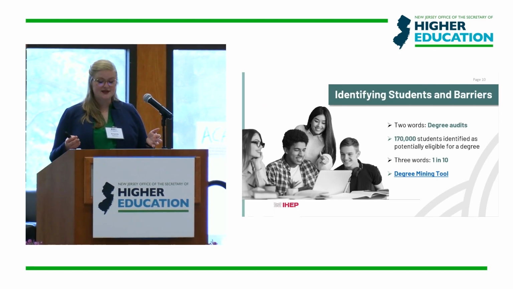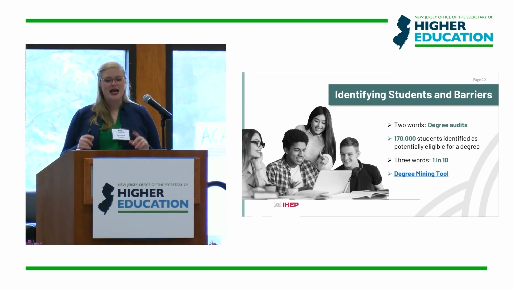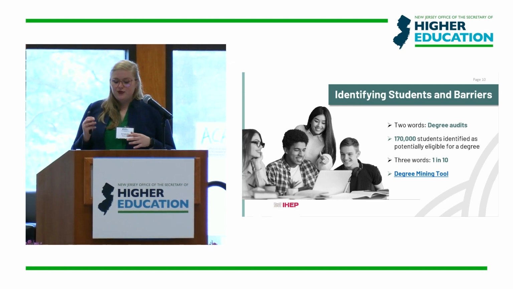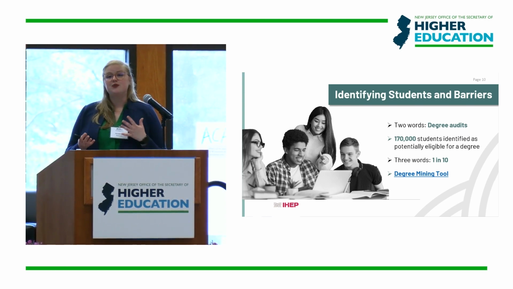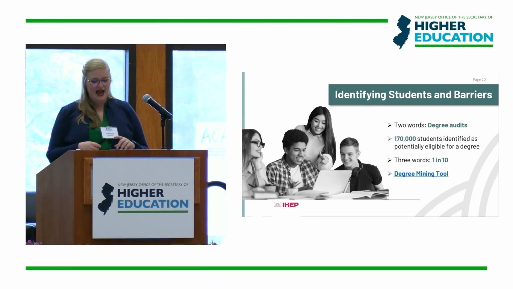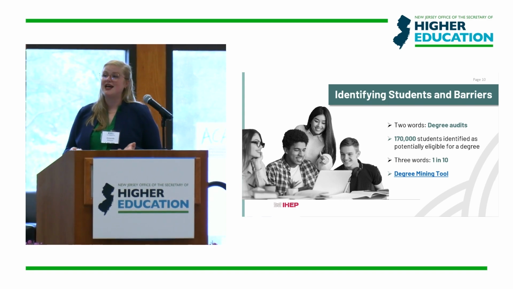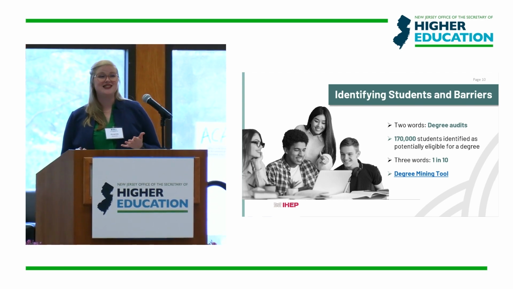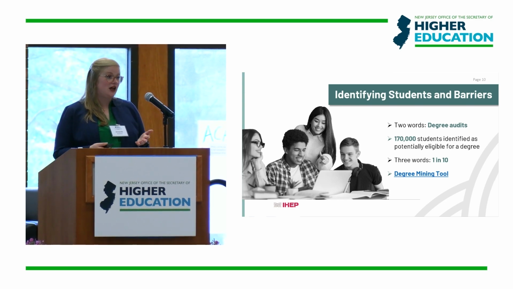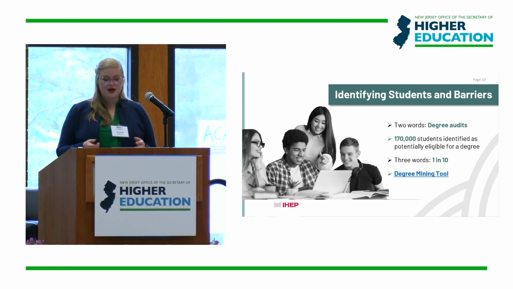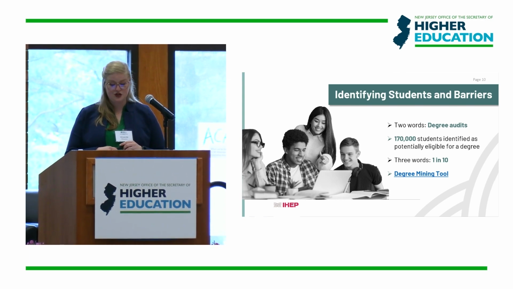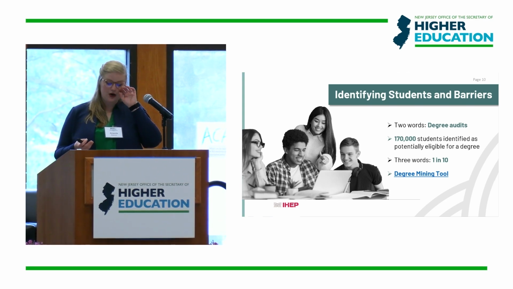Step 6 really focuses on identifying students and how you go about doing that, and that's through degree audits. Through the degree audits, institutions were required to analyze their data, and disaggregated data at that, looking at subpopulations like age, race and ethnicity, and income. Through this, Degrees When Due institutions identified more than 170,000 students as potentially eligible for a degree. Of that number, just over 10,000 had attained a credential when we released this report last year, with 3,000 more on track to do so.